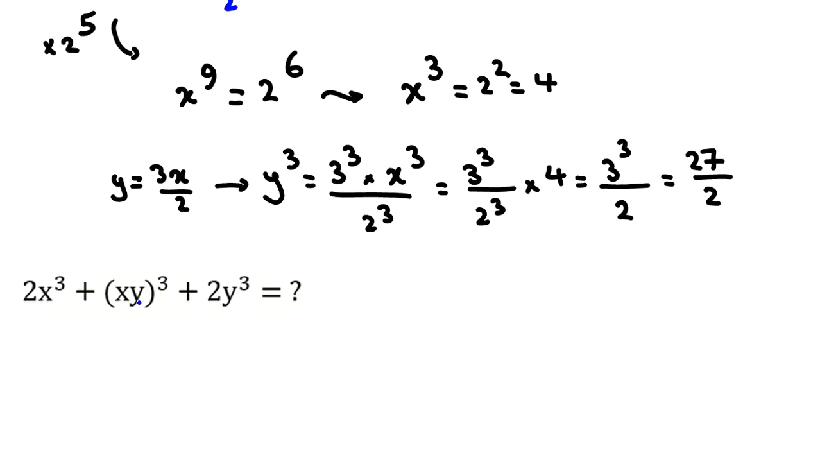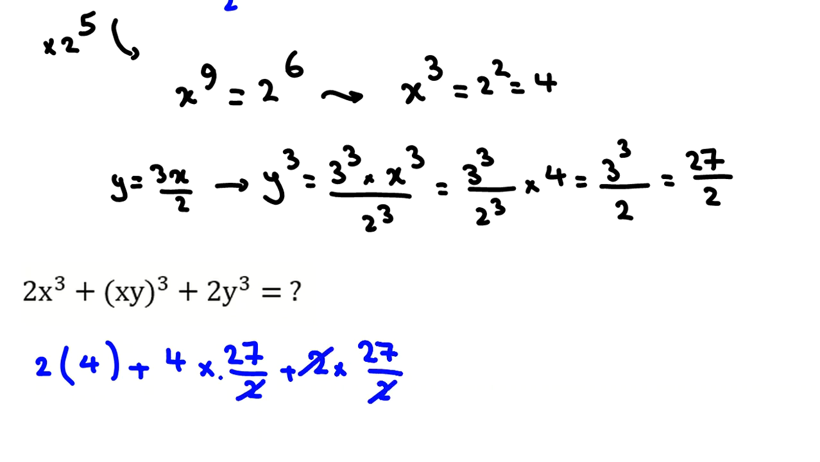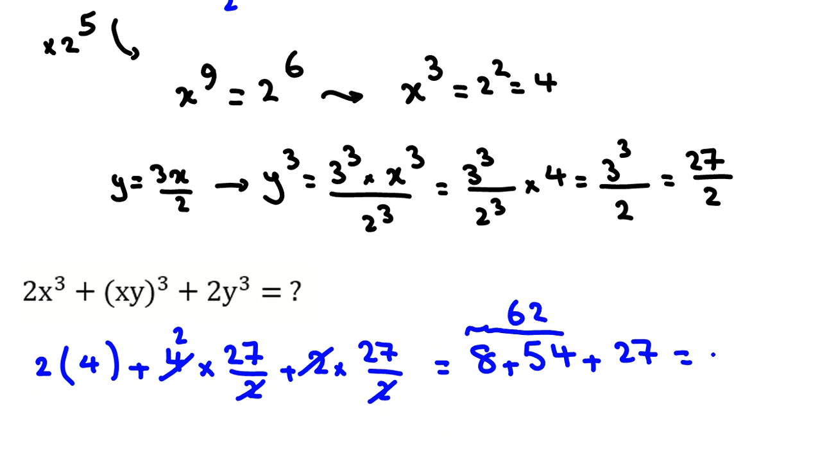Now, the problem wants what? 2x cubed, let's replace. 2x cubed, which will be x cubed 4, plus x cubed times y cubed. X cubed is 4, y cubed is 27 over 2, and 2y cubed will be 2 times 27 over 2. 2 times 4, 8. 2 times 27, 54, plus 27. If we add up these two numbers, it will be 62. 62 plus 27, 89. So that was the first solution.